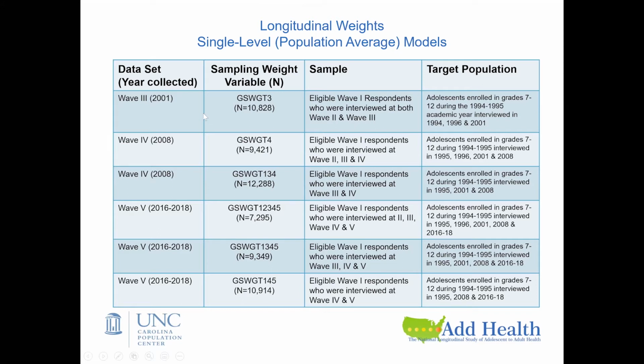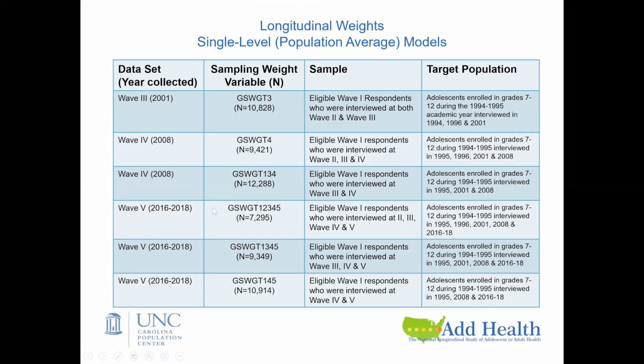This is the sample. So for example, if you were interested in analyzing data from wave 3, the sample would be eligible wave 1 respondents who were interviewed at both wave 1 and wave 3. Sorry, wave 2, I'm going to really confuse you. Wave 2 and wave 3, you would use this longitudinal weight. And this would describe the target population.